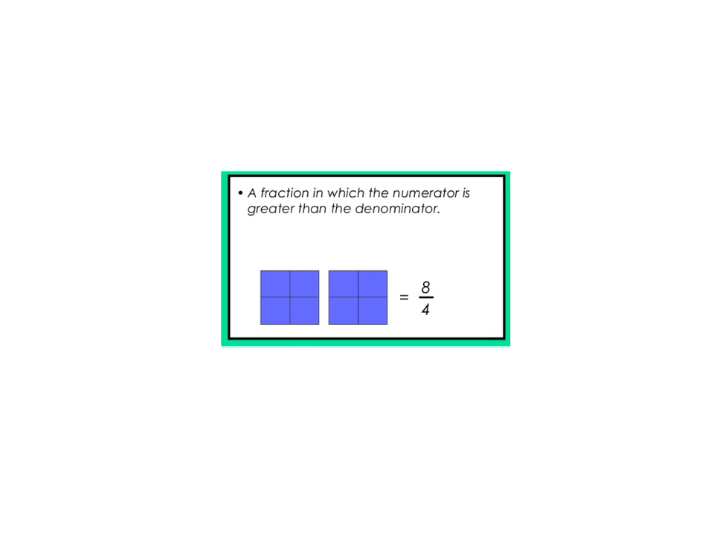Here we have a model of an improper fraction. We can see here the fraction 8/4. As we can see, the numerator, the 8, is greater than the 4, so that makes it an improper fraction. The numerator is greater than the denominator.